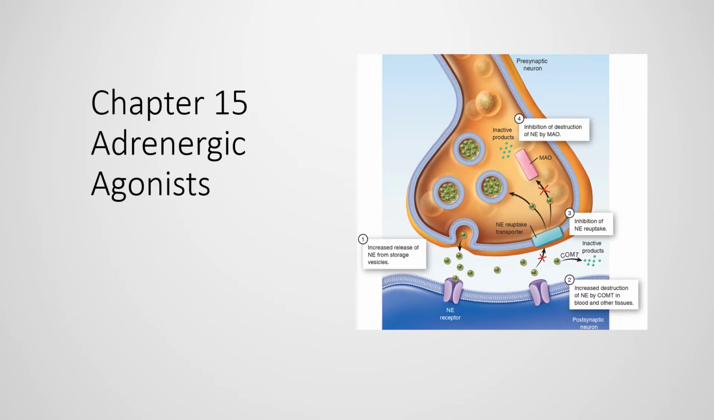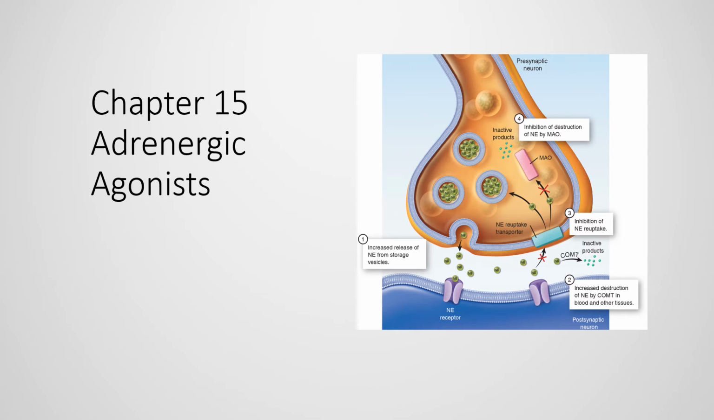Okay, so we're going to look at adrenergic agonists or sympathomimetics. Basically these are stimulators of the adrenergic system or the sympathetic system. So we're looking at norepinephrine and epinephrine at the synapse that's going to attach to a receptor on the other side, depending on which organ we're talking about.